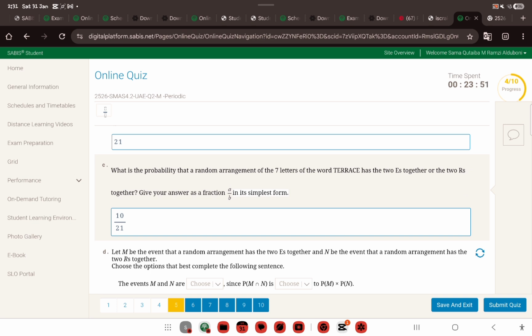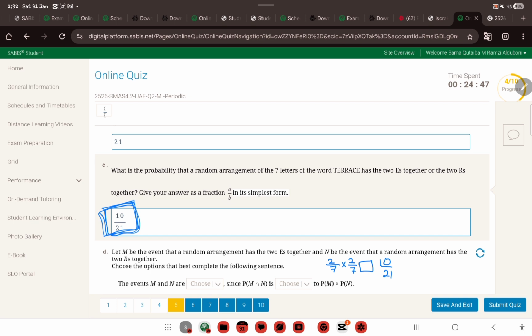Let M be the event that a random arrangement has the 2 E's together. So M, 2 E's together. And N, which has the 2 R's together. To check if these two events are independent or dependent, the probability of M times the probability of N must be equal to the intersection. If they're not equal, that means that they're not independent. So we have the probability of M to be 2 over 7, which we found in part A, and the second one is the same as the first one, and we put a box in between, and we put the intersection that we found in part C, 10 over 21.